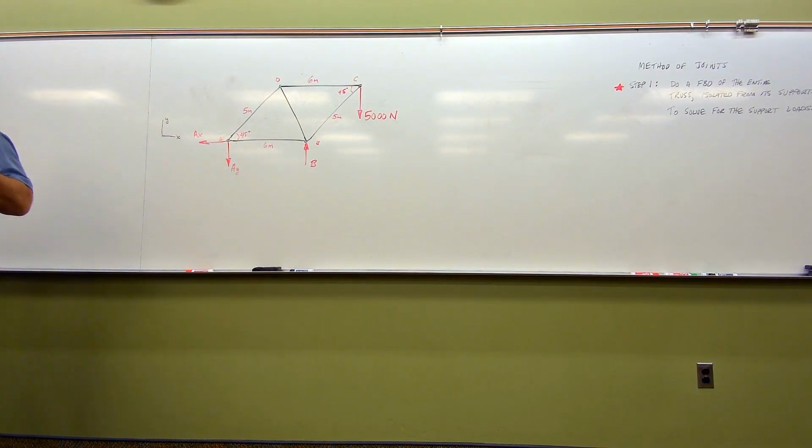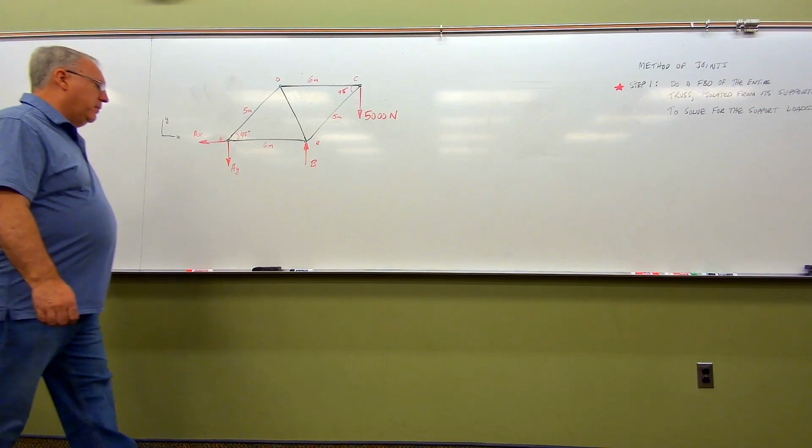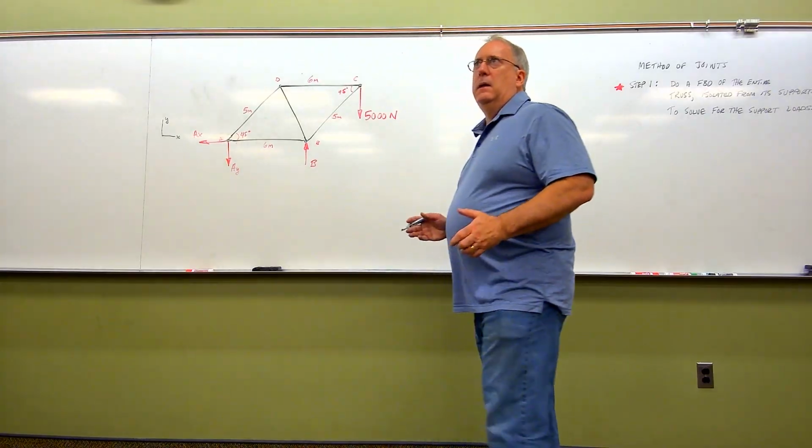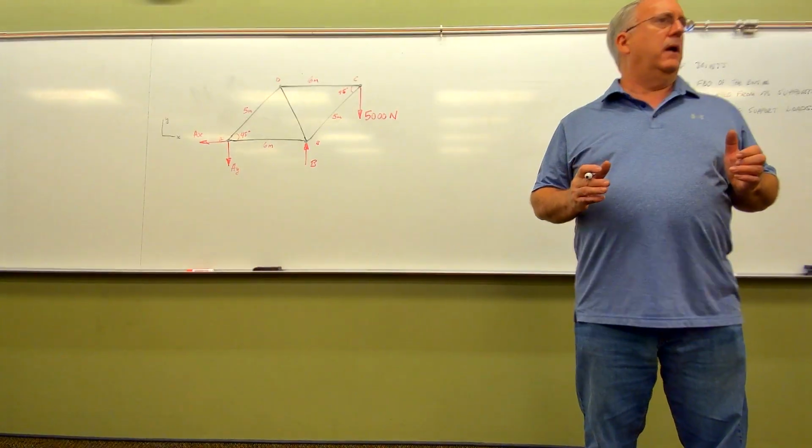So in my first step for the method of joints, I have completed at least the first segment of that, in which I've done a free body diagram of the entire truss. I did not take the truss apart at all, folks. Free body diagram of the entire truss, isolated from its supports, and now I'm going to solve for those support loads. I've got 3 unknowns, 3 equations of equilibrium in the budget here. So let's do the same old, same old. And by the way, you just heard me say it. Let's do the same old, right?